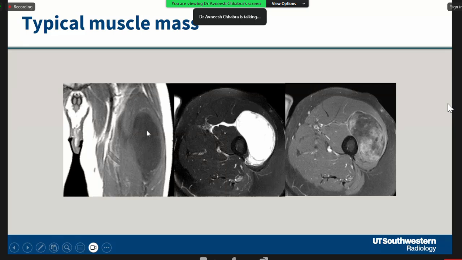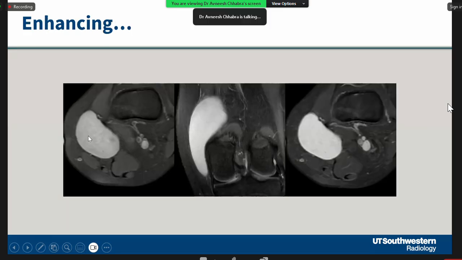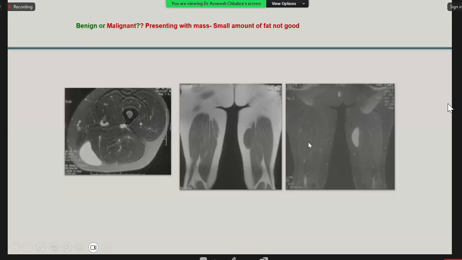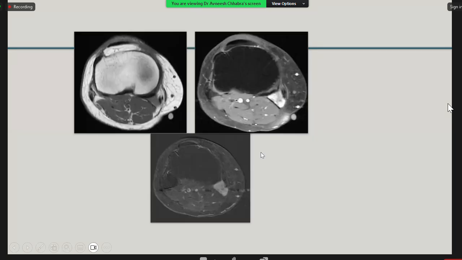So here's a typical muscle mass, very bright: myxoma. Here's a very bright mass, but enhancing. This was a myxoid liposarcoma. And there's another very bright mass, but it has a little bit of fat in there. A little bit of fat in a soft tissue tumor is not a good thing, except for hemangioma. So this is a myxoid liposarcoma again.